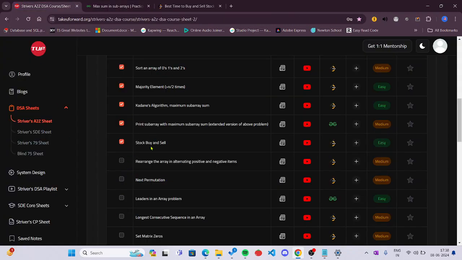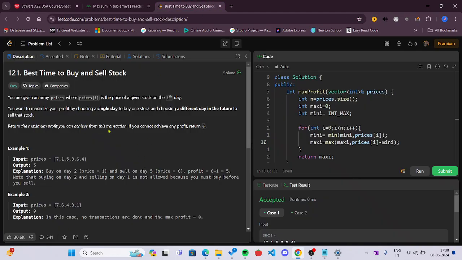And let's now look at this question, that is stock buy and sell. So we are given this question here, right? We are given an array, the name of the array is prices, where prices[i] is the price of the given stock on the ith day. So these are the prices given, okay?